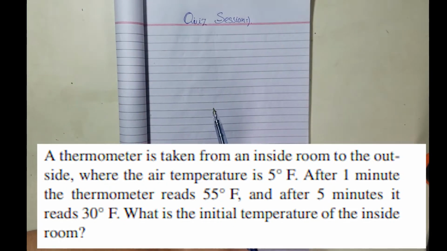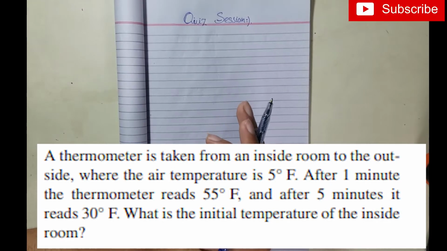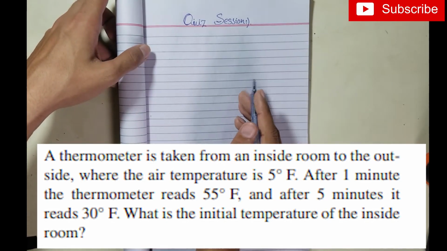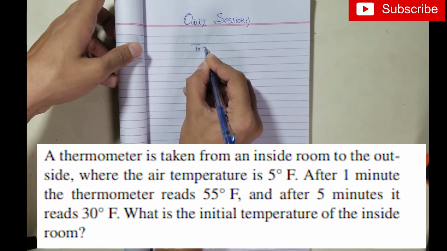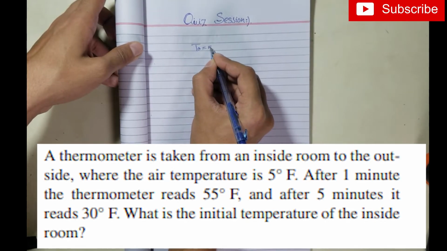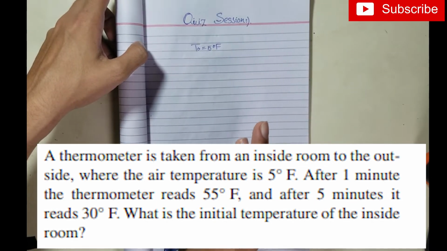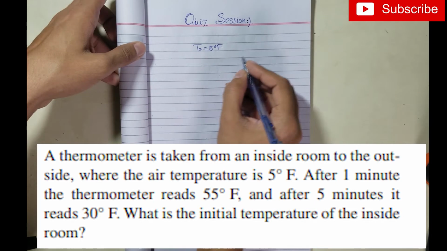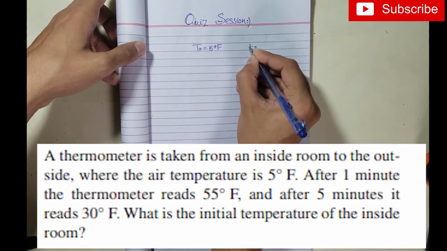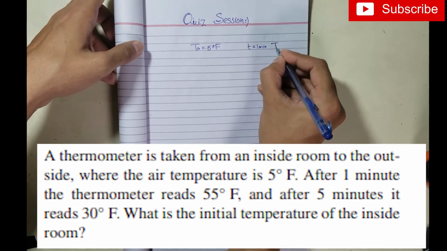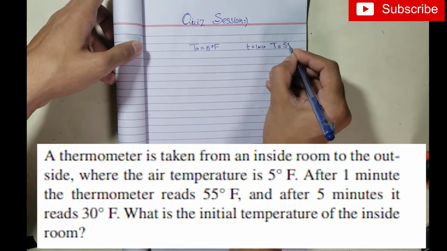So let's start. It says that a thermometer is taken from an inside room to the outside, where the temperature is 5 degrees Fahrenheit. The temperature of the outside air, we call the ambient or surrounding temperature, and we represent it by T naught, which is equal to 5 degrees Fahrenheit. After 1 minute, the thermometer reads 55 degrees Fahrenheit. So the first condition is at time t equal to 1 minute, the temperature of the thermometer becomes 55 degrees Fahrenheit.